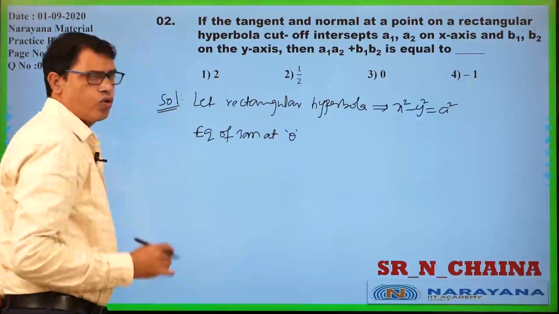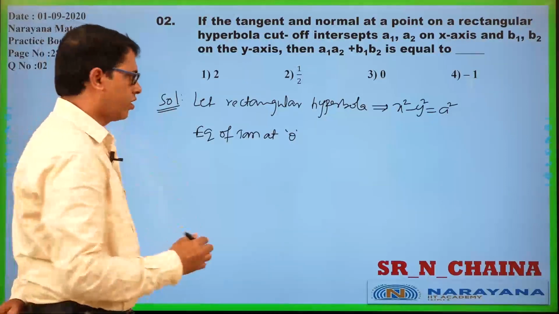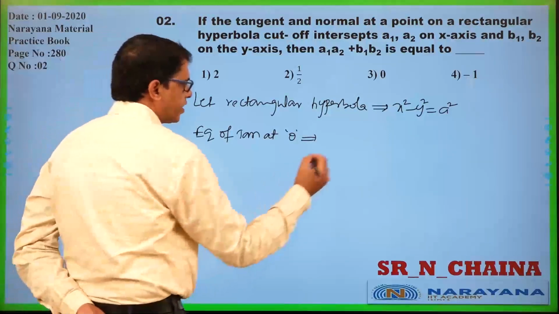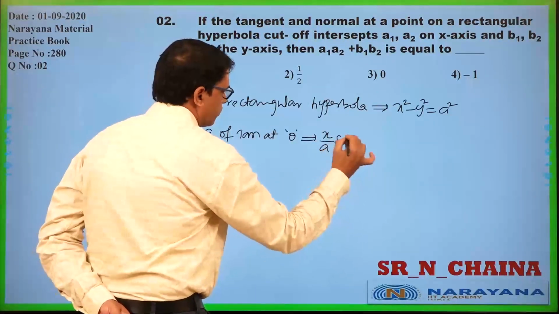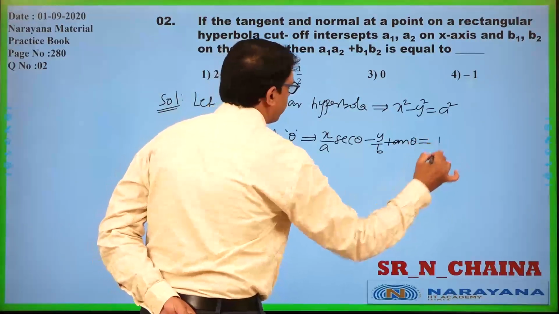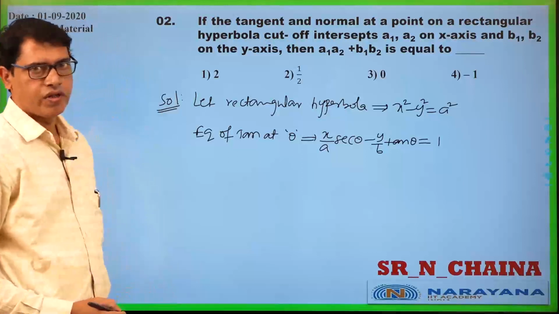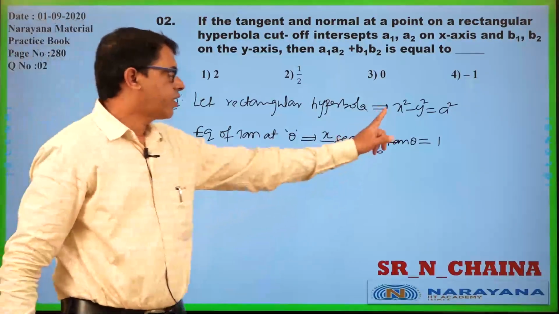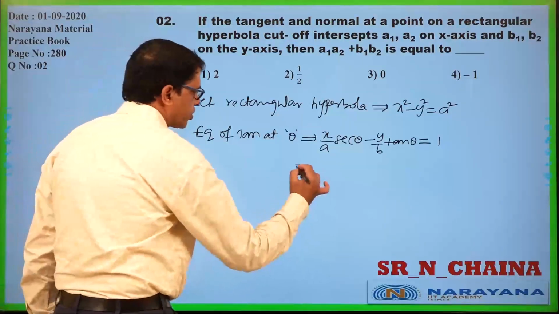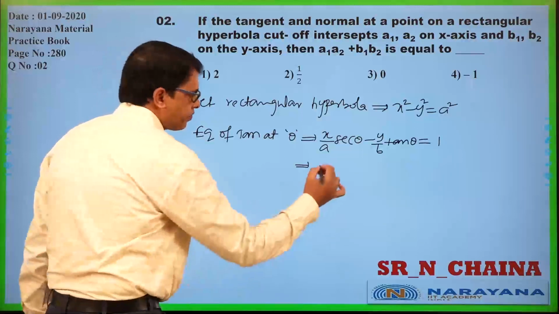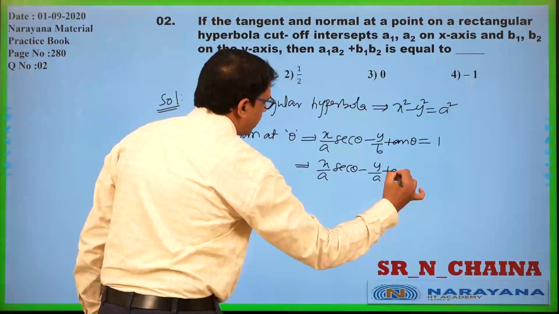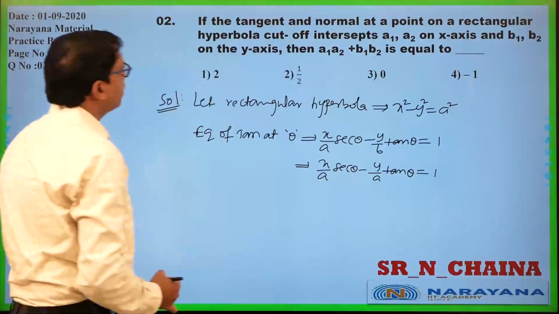The equation of tangent at theta to the general hyperbola is x by a secant theta minus y by b tan theta equals 1. But here for the rectangular hyperbola a is equal to b. Therefore the equation of tangent changes to x by a secant theta minus y by a tan theta equals 1.